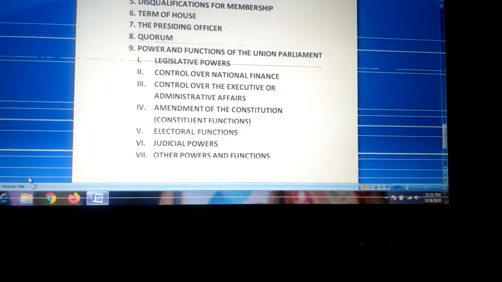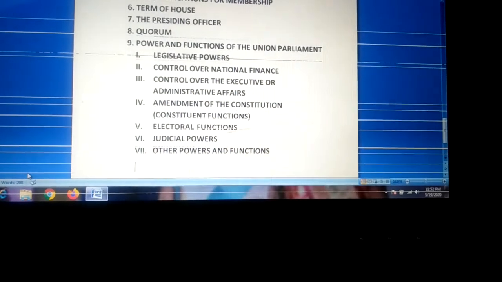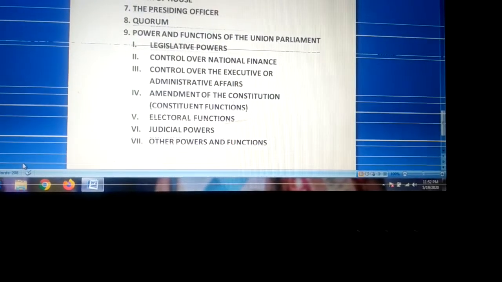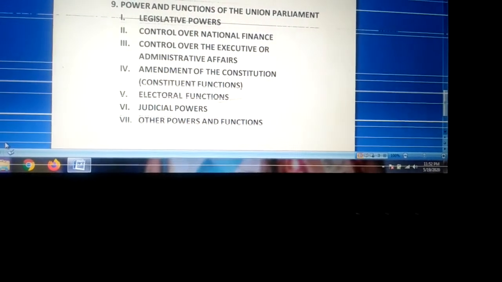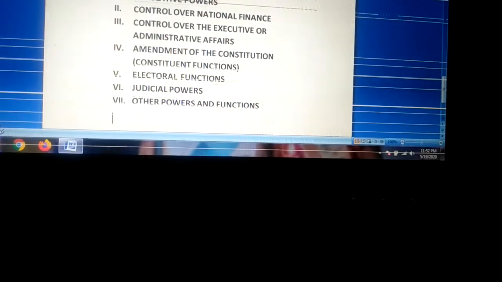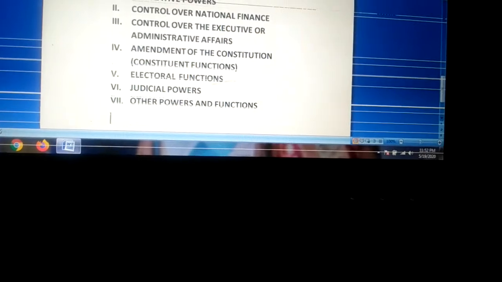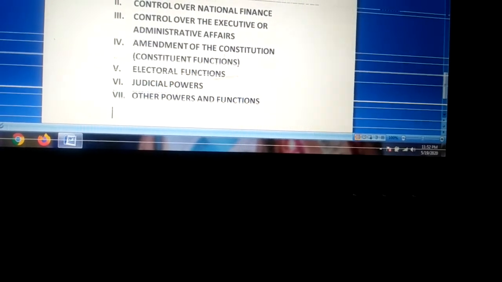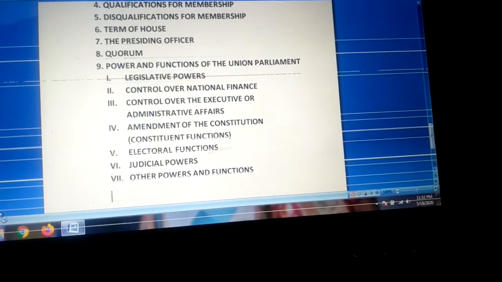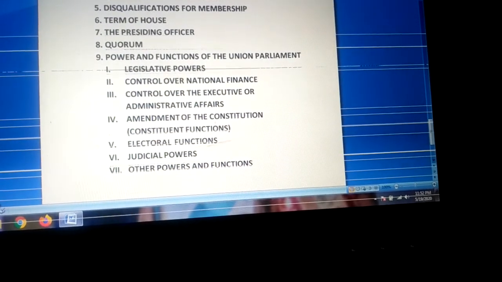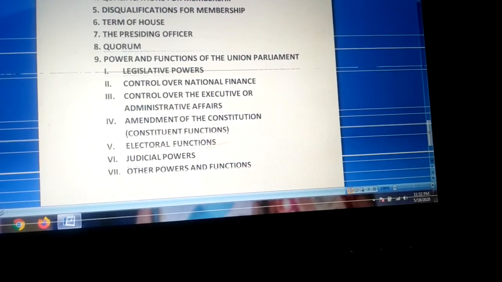The purpose of the question is to obtain information on a matter of public importance or to ventilate a grievance. Okay? The question hour keeps the ministers on their toes. It is a valuable protection against injustice and slackness on the part of the government. So that is very important.